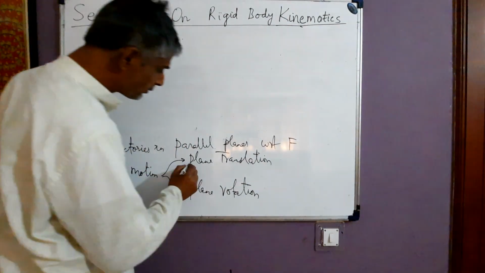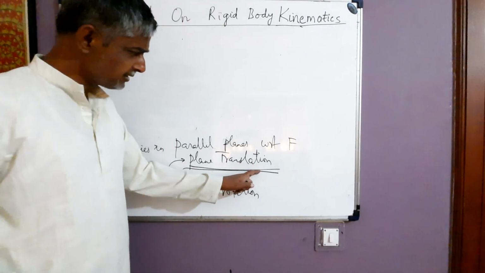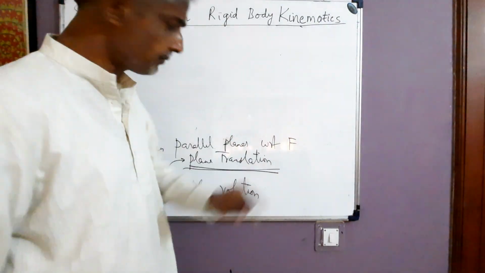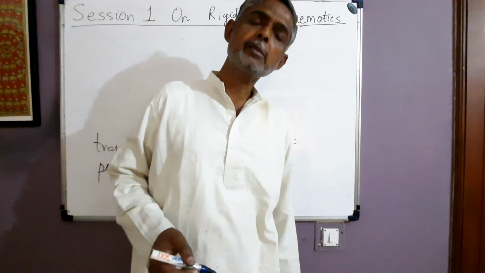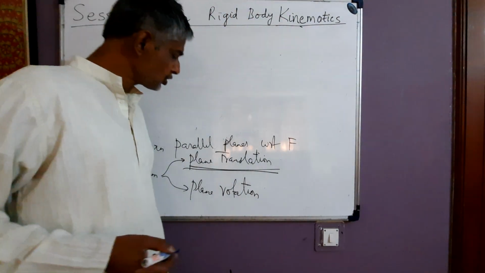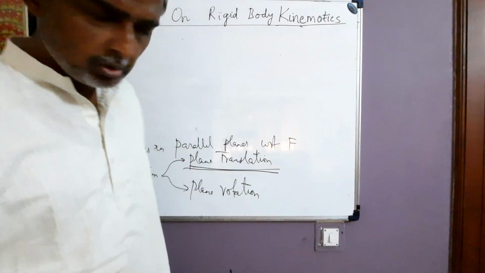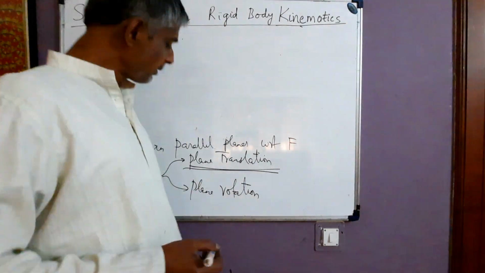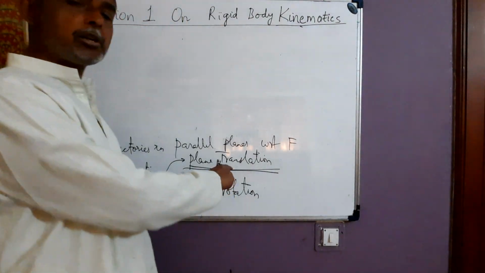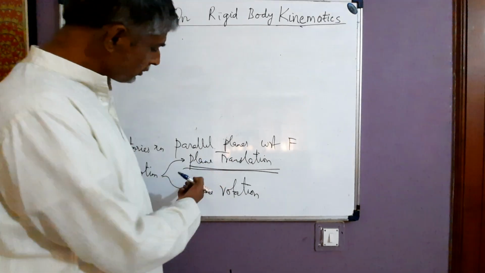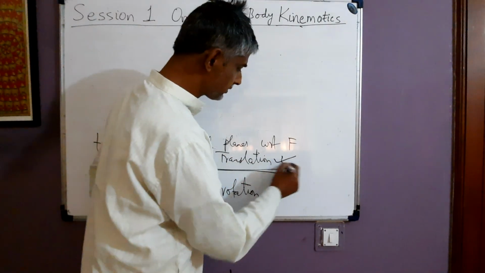Now plane translation has been fully discussed in the chapter on relative velocity. I just state it here for completeness. It is not going to be used now. Plane translation means M is said to undergo plane translation with respect to F if all the locations of M move in identical plane curves. That is what is meant by plane translation or 2D translation. In the first few videos of relative velocity, you will get all these things in detail.